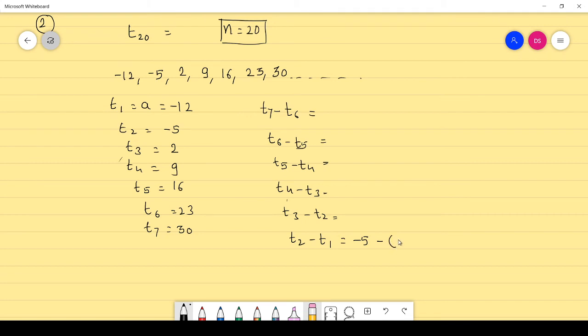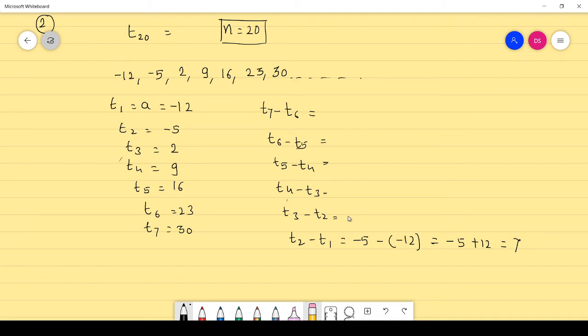What is T1? Minus 12. So it will become minus 5... minus minus plus 12. 12 minus 5 is nothing but 7. Now next, what is T3?